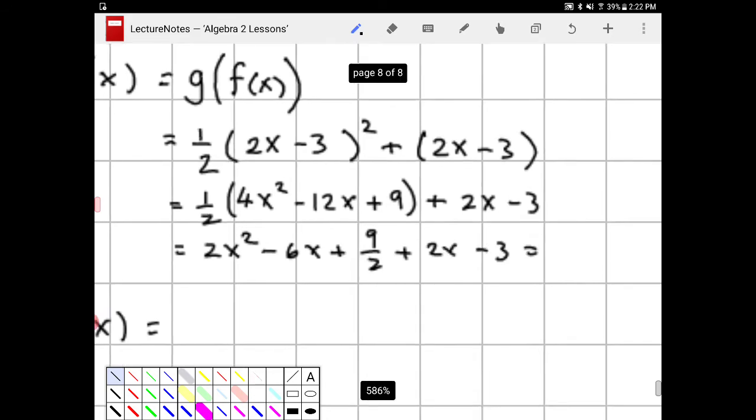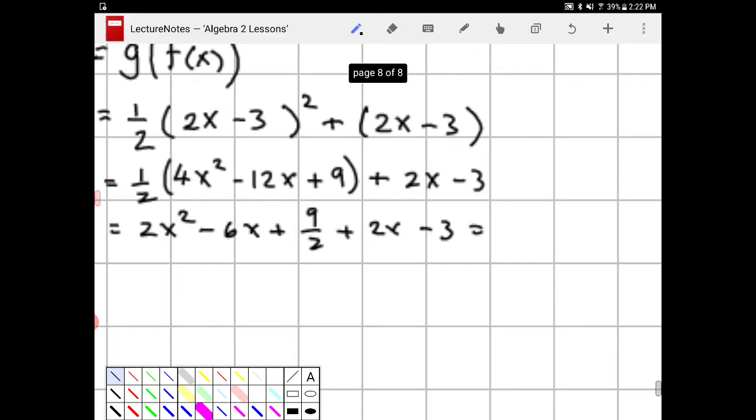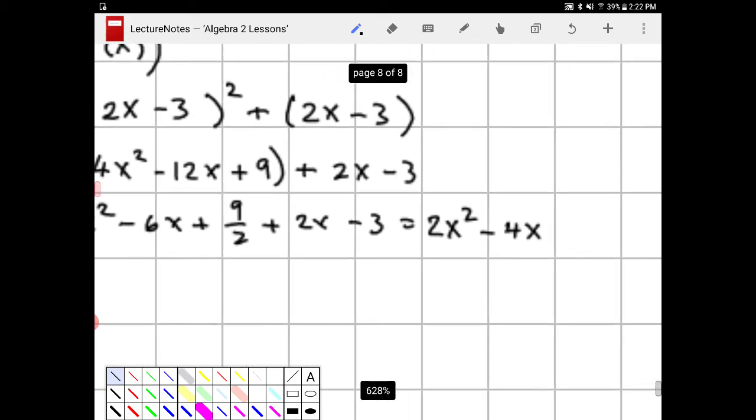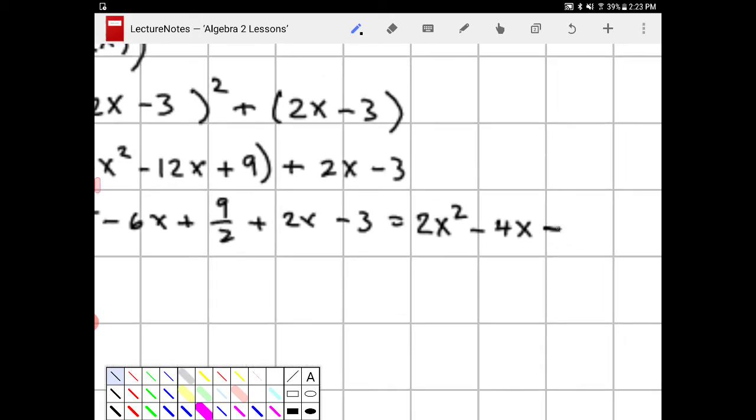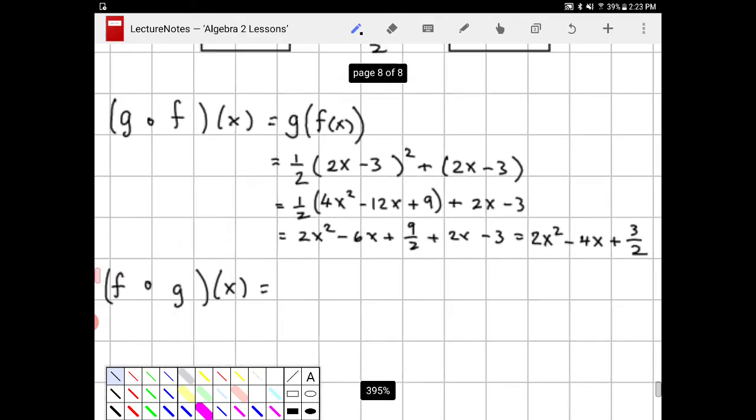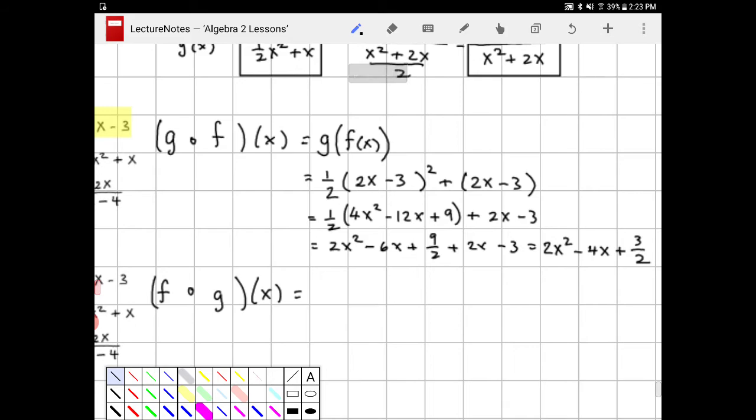And finally, combine all like terms. Combine all the x squareds together, which there aren't any aside from just that first one. The negative 6x and positive 2x is minus 4x. 9/2 minus 3 becomes 3/2. So that's my final answer right there: 2x squared minus 4x plus 3/2.